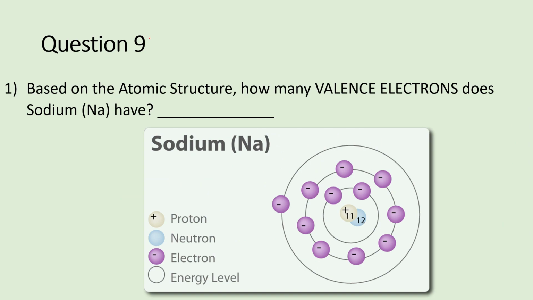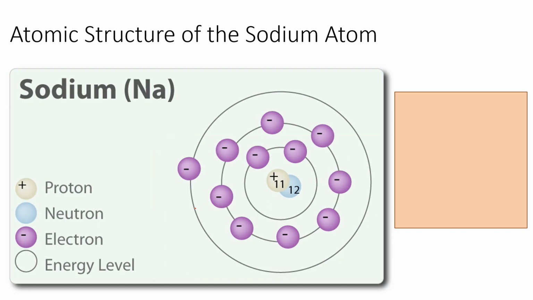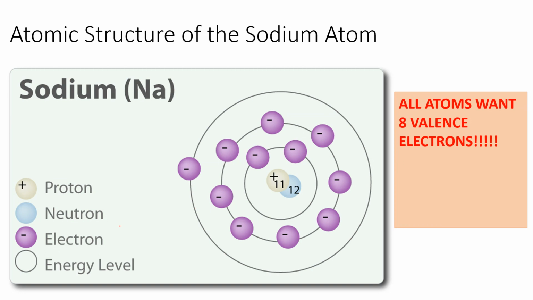So you should be able to see that by looking at the picture, this particular element, sodium, has 1 valence electron. Again, I'm not going to ask you to memorize it. I'm not going to ask you to look at the periodic table and figure it out. I'm going to give you a picture of the structure of the atom of a certain element and then ask you to tell me how many valence electrons it has. While sodium only has 1 valence electron, it actually wants 8. Everybody wants 8. That's its happiest.